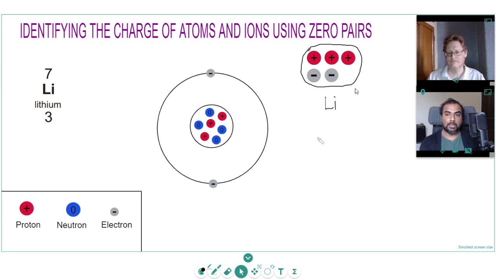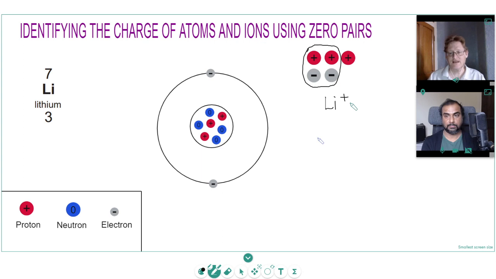Now this kind of zero looking thing is no longer true. I must adjust that so that now we've got 2 zero pairs and an extra positive charge. So we've got a surplus of positive. So I would have to call this Li plus, and hence the convention and the symbolism.